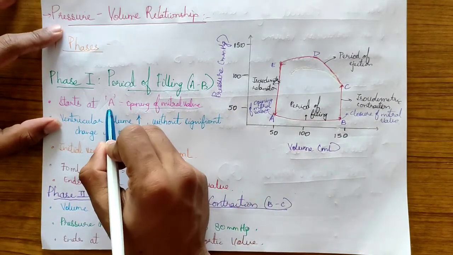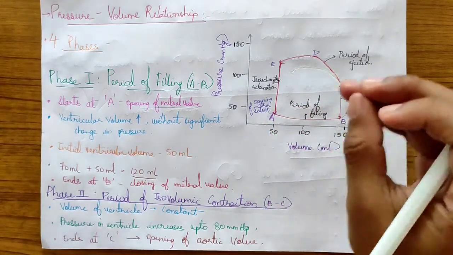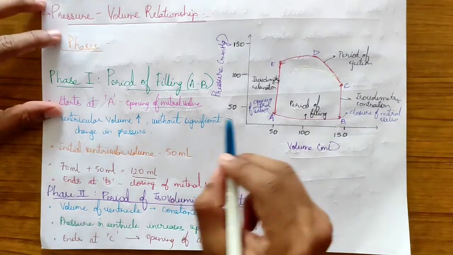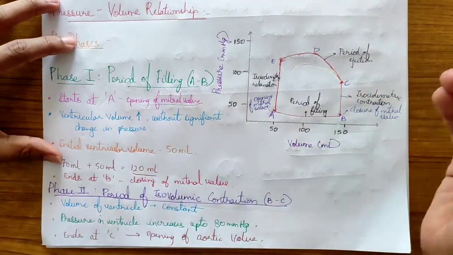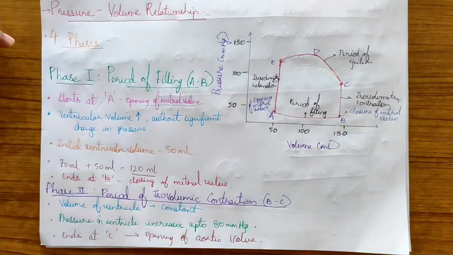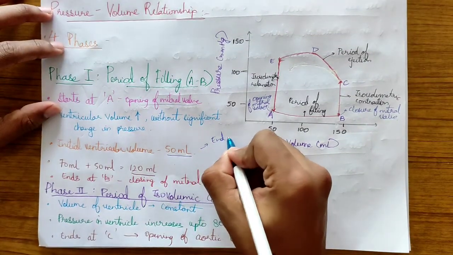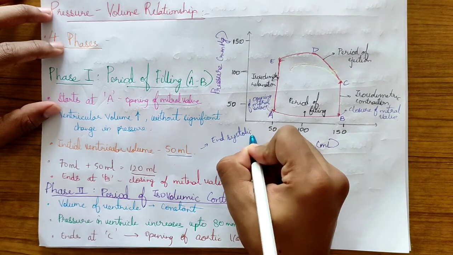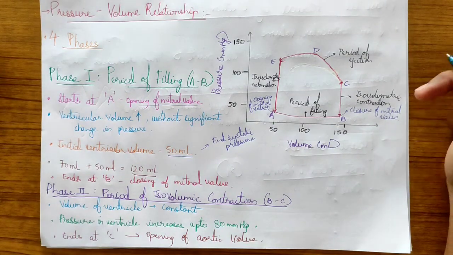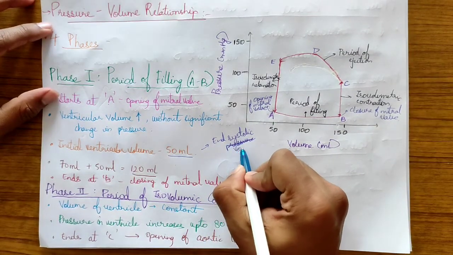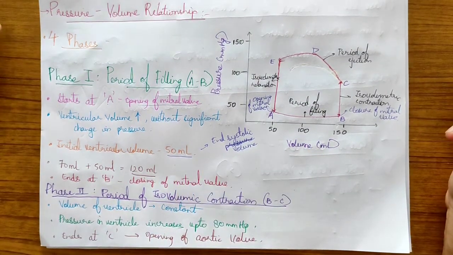Phase 1 starts at point A, that is the opening of the mitral valve, and ends at the closure of the mitral valve. So this is the period of filling, or the diastolic filling of the ventricles. In this, the ventricular volume increases without significant change in the pressure. Initially, the ventricular volume will be 50 ml. This is the end systolic volume. This means that after the systolic phase, some amount of blood remains in the ventricles. So 50 ml remains in the ventricle after systole.